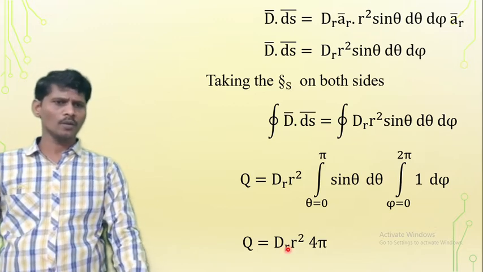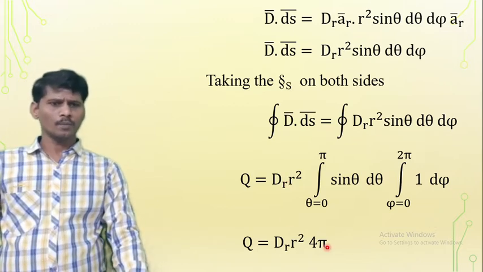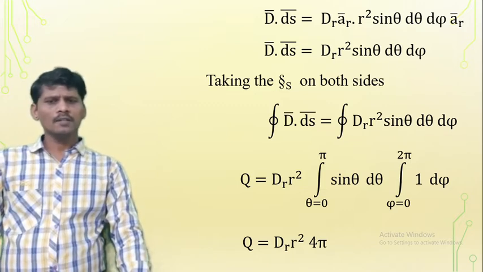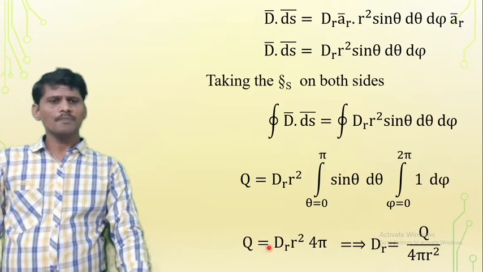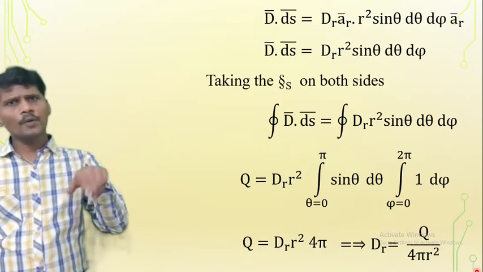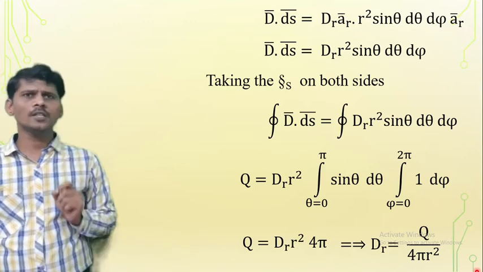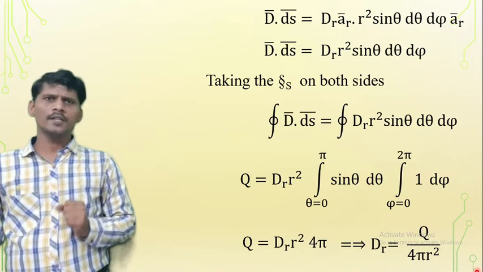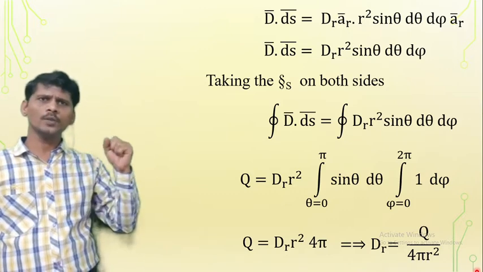Therefore, Q is equal to D_r into 4 pi r square. So from this equation, the magnitude of the electric flux density D_r is equal to Q by 4 pi r square. At any point on this sphere, what is the direction of the electric flux density? It is varying only in the radial direction. That is, D bar is equal to D_r into a_r bar.